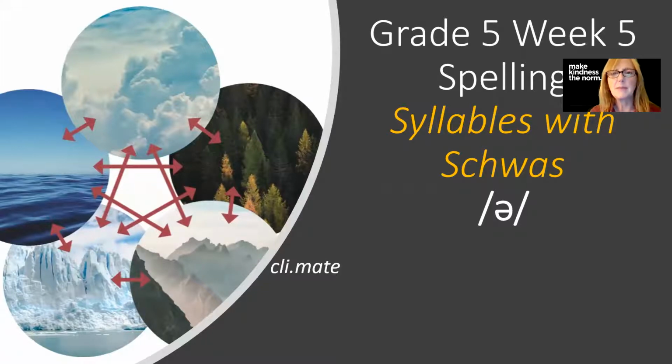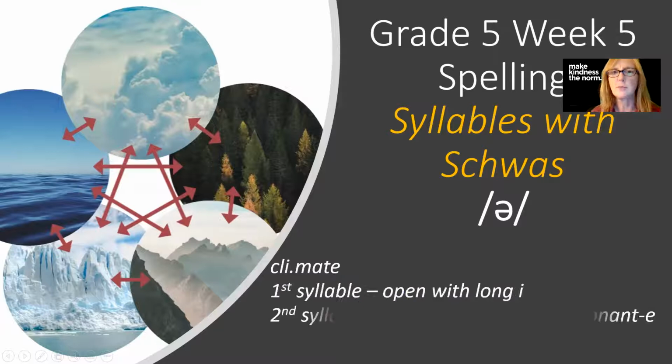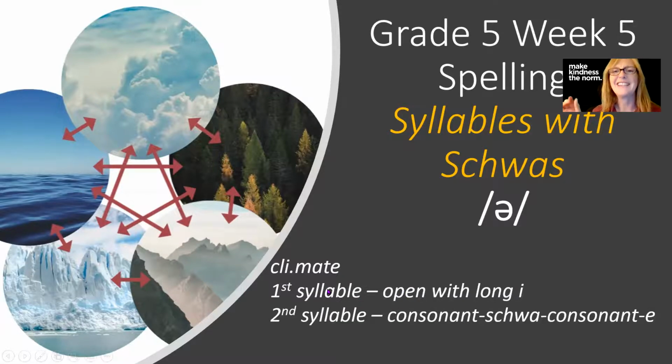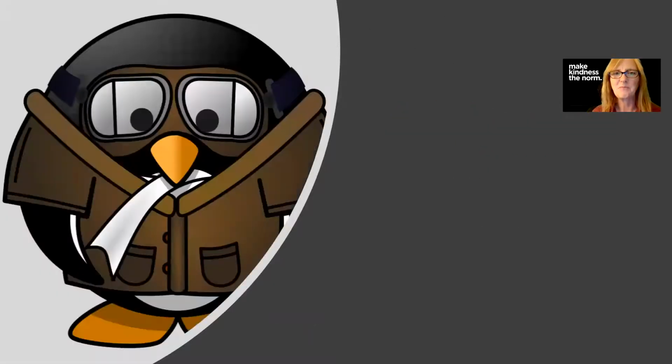So here's the word climate. In the first syllable, I hear cli. I hear that long I sound really clearly. So I know that's not a schwa. Climate. I'm not saying climate, right? I'm saying climate. And that sound that I hear in the second syllable, that A, what's spelled with the A and the E, is our schwa there. The first syllable has the long I, and the second syllable has the consonant schwa, consonant silent E there.